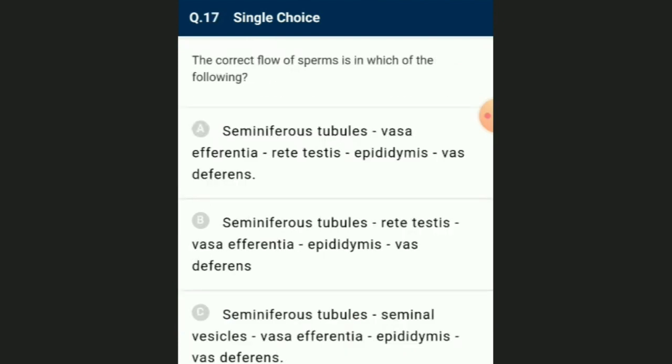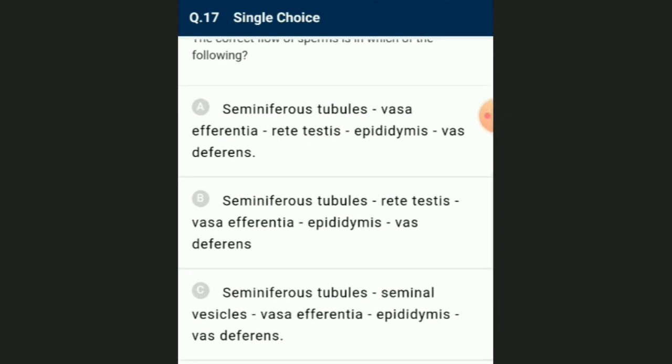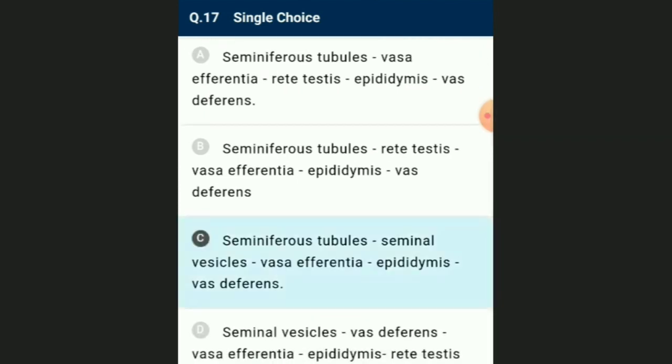Question number 17. Spermatogenesis is carried out in seminiferous tubules of testes where the germ cells develop into male gametes with the help of Sertoli cells and androgens. These tubules are linked to vasa efferentia via the rete testis. The vasa efferentia opens into another auxiliary duct called epididymis, which opens into the vas deferens, which ascends to the abdomen and loops over the urinary bladder. It receives a duct from the seminal vesicles, which opens into the urethra as the ejaculatory duct. So the correct sequence is option B. Seminiferous tubule, rete testis, vasa efferentia, epididymis, vas deferens.